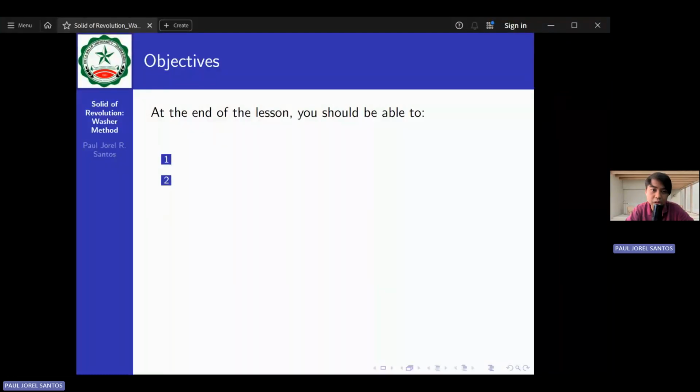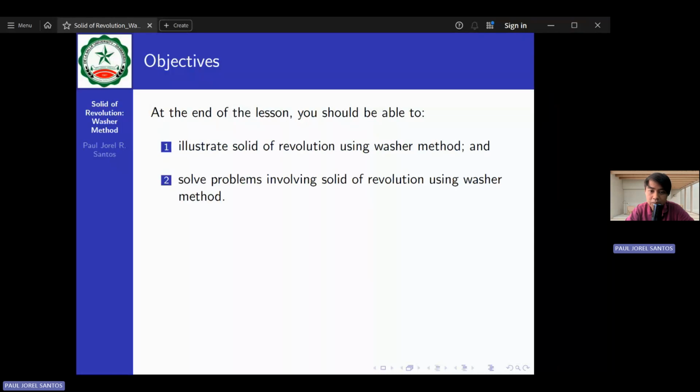Good day. I am here to discuss solid of revolution using the washer method. Our objectives for today's video are to illustrate solid of revolution using the washer method and to solve problems involving solid of revolution using the washer method.